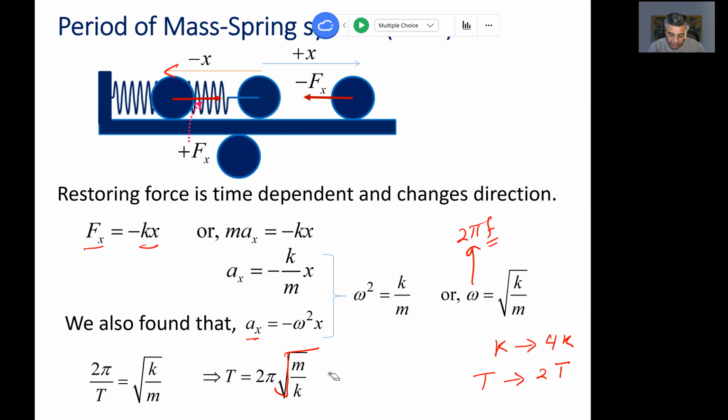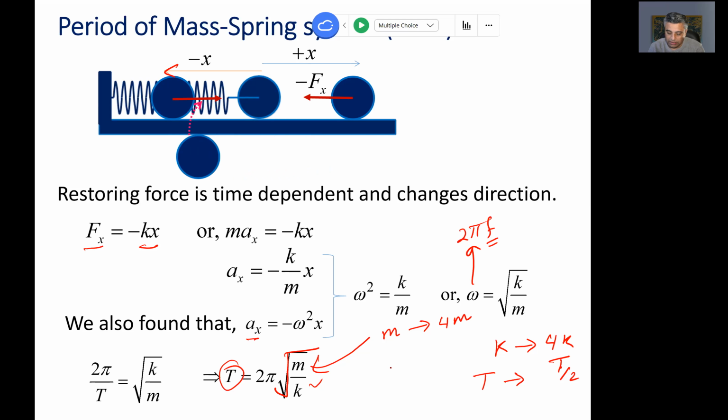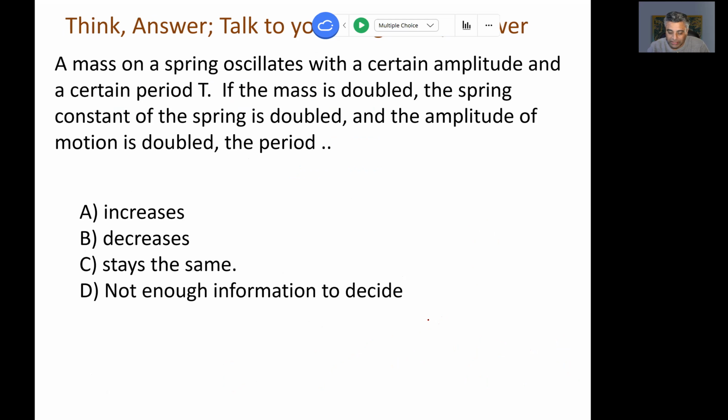So when K is that, T becomes not 2 times T, but half T. With increased K, T decreases, so it becomes half. But on the other hand, when mass goes, let's say 4 times M, then T goes 2 times T. That's what this is telling you. And if you go to the simulation phase, you can see that on the same simulation I showed you.